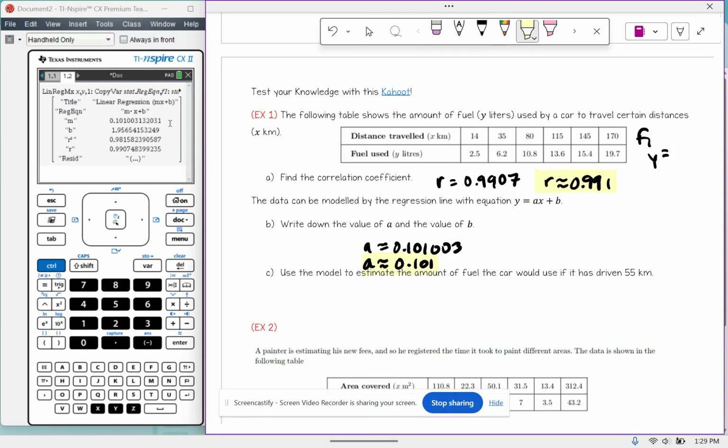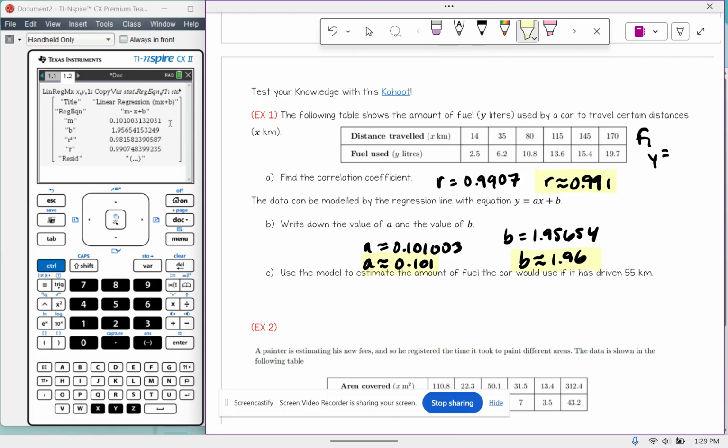That's why when we graph these two lines, if this was like, where did the x equals and the y equals cross? You can't just use the parameters that you found because you rounded it, okay? All right, so now you got b. It's approximately 1.96.